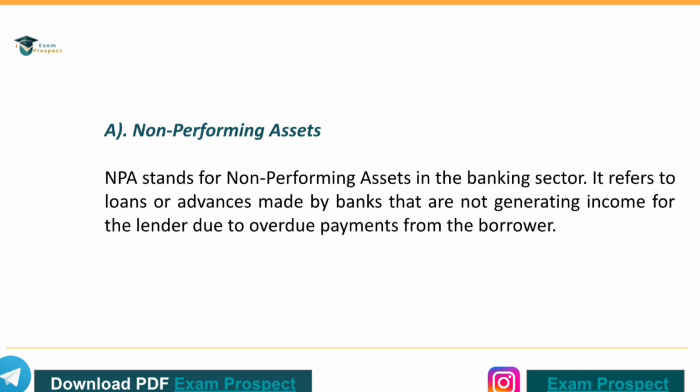In the banking sector, an asset becomes non-performing when it ceases to generate income for the lender. And this typically happens when the borrower fails to make the interest or principal payments for a specified period, usually 90 days or more.